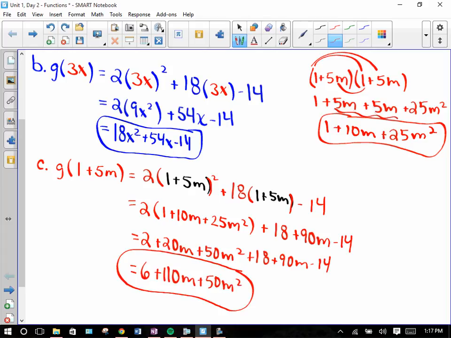And assuming I get all my math right, I believe that's the answer that I had. Yep, except I had it written backwards. So this is the same thing as saying 50n squared plus 110n plus 6.